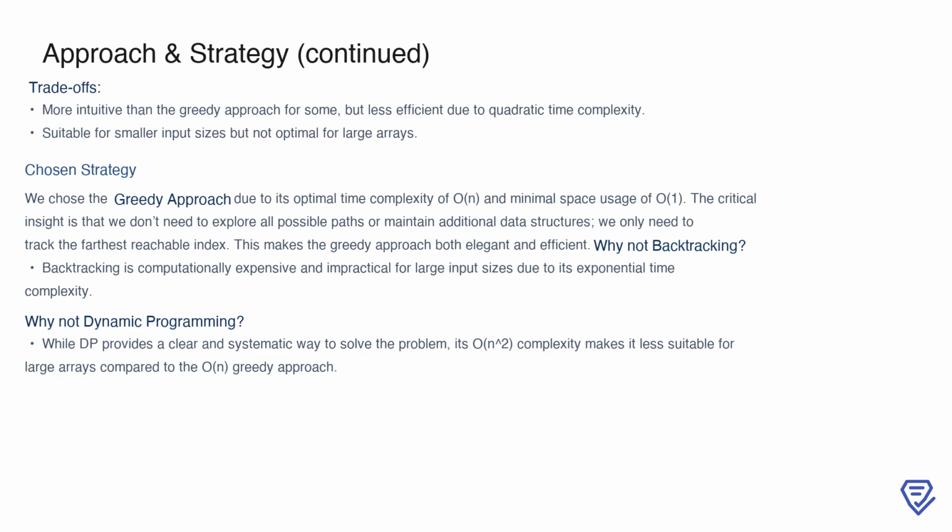Backtracking, while thorough, is computationally prohibitive due to its exponential time complexity, making it impractical for larger input sizes. Meanwhile, dynamic programming provides a structured way to solve the problem, but its quadratic time complexity makes it less desirable for large arrays compared to the linear time complexity of the greedy approach. By focusing on the farthest reachable index, the greedy solution ensures optimal performance without the need for additional data structures or exhaustive calculations. This makes it the ideal choice for this problem.